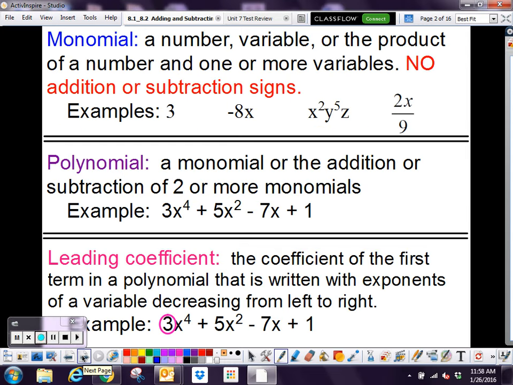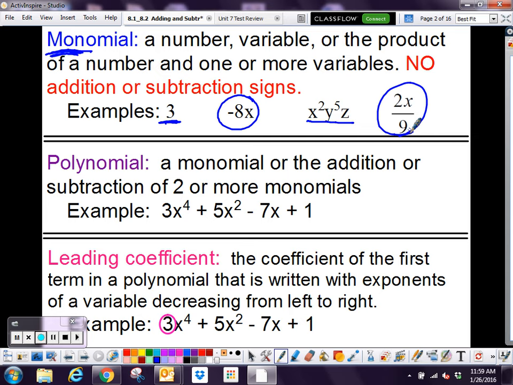Okay, so let's look at what these words mean. First, we're going to look at monomial. So notice that mono, y'all should know that that means one. Okay, so this is a number, variable, or the product of a number and one or more variables. Basically, it's a term that has no addition or subtraction sign. That could be just a number, like 3. That could be this whole term, negative 8x. That could be x squared, 1 to the 5th z. That could be 2x over 9. Those are all considered to be monomials because there's nothing being added or subtracted to it.